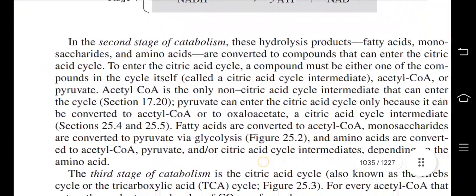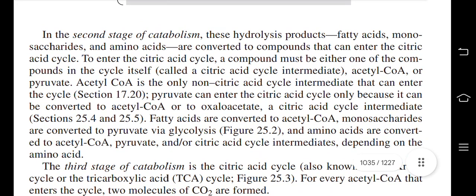In the second stage of catabolism, these hydrolysis products, fatty acids, monosaccharides, and amino acids, are converted to compounds that can enter the citric acid cycle. To enter the citric acid cycle, a compound must be either one of the compounds in the cycle itself, acetyl coenzyme A, or pyruvate. Acetyl coenzyme A is the only non-citric acid cycle intermediate that can enter the cycle. Pyruvate can enter the citric acid cycle only because it can be converted to acetyl coenzyme A or to oxaloacetate.